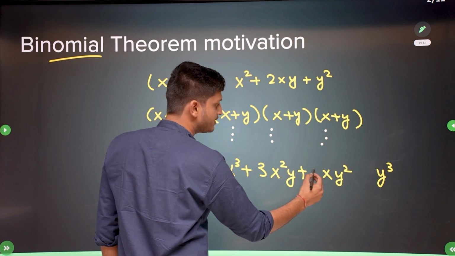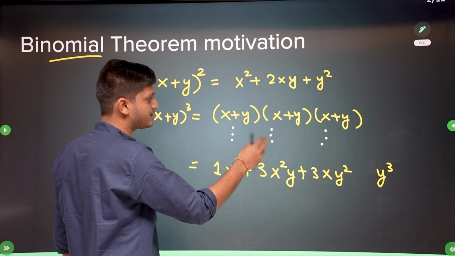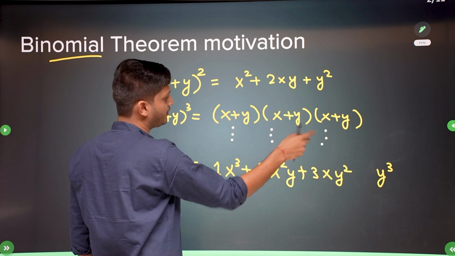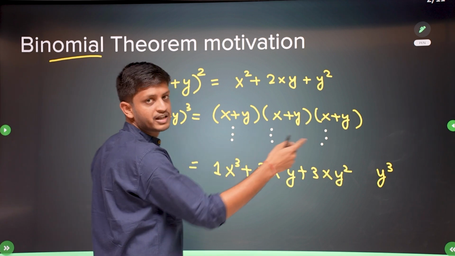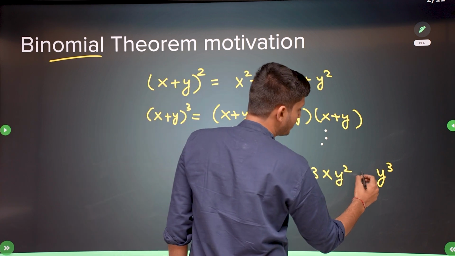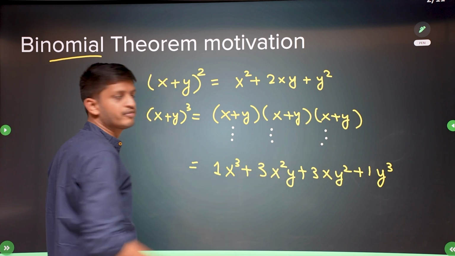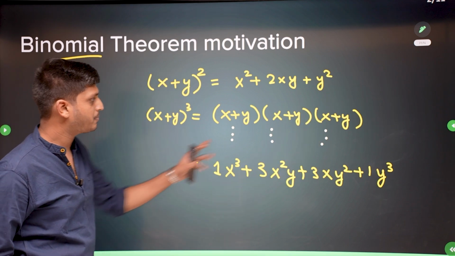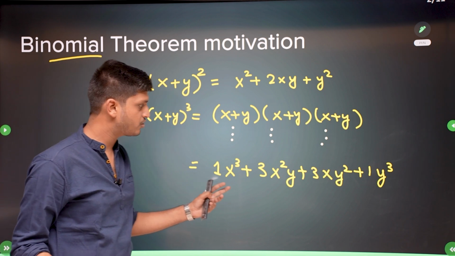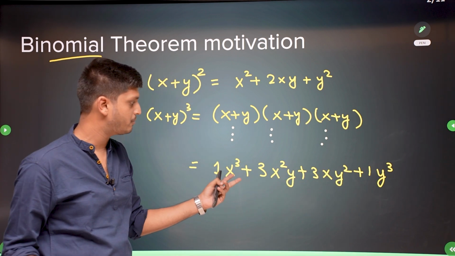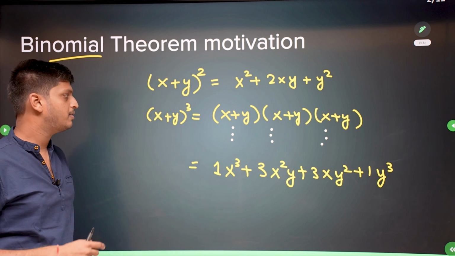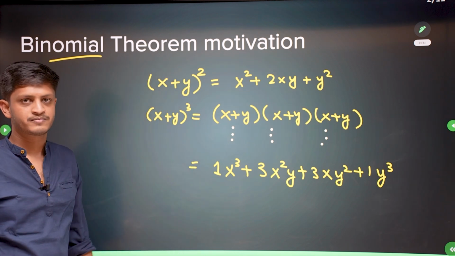Similarly, there are three ways in which you can take one x and two y's: x, y, y; y, x, y; and y, y, x. And there is only one way in which you can take all three y's. You just take y from everywhere. So when you expand it, you will get 8 different terms. One of which will be x cube, one of which will be y cube, 3 of which will be x square y, and 3 of which will be xy square. So this is what binomial theorem is for power 3.